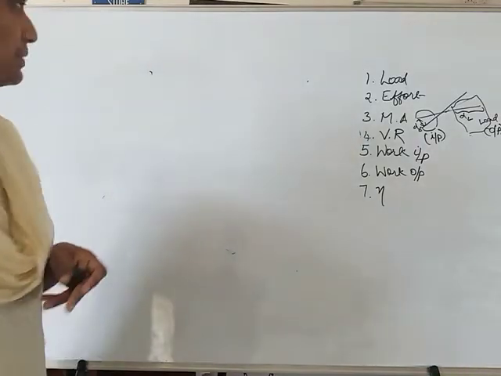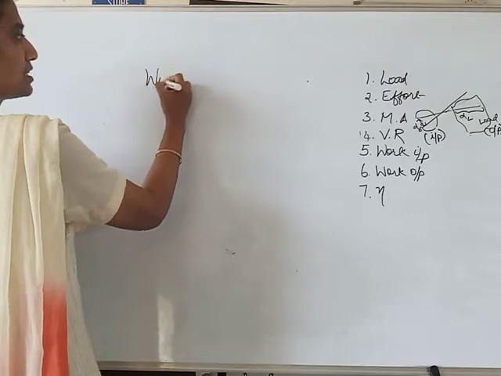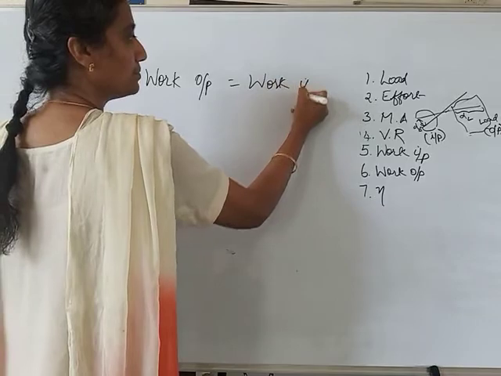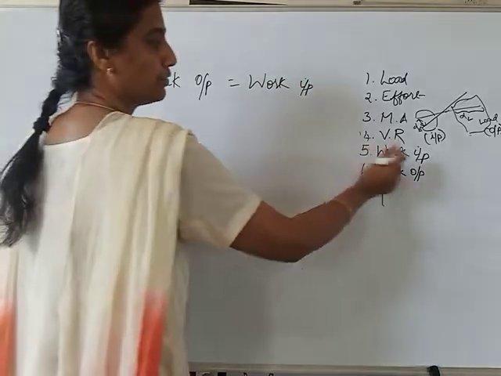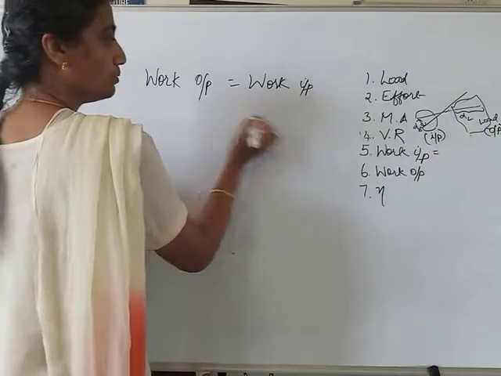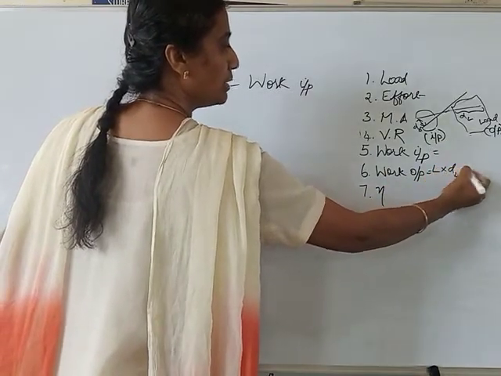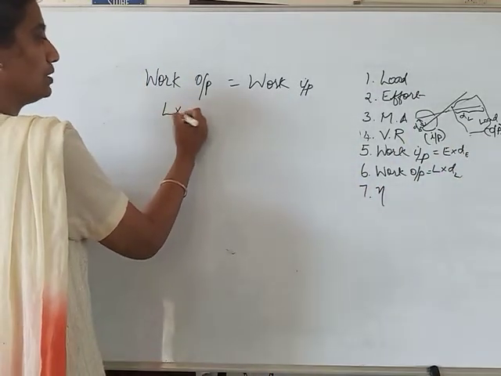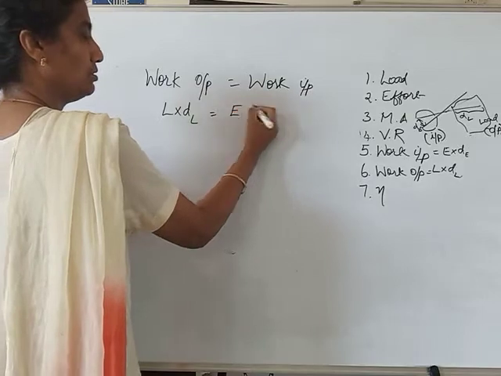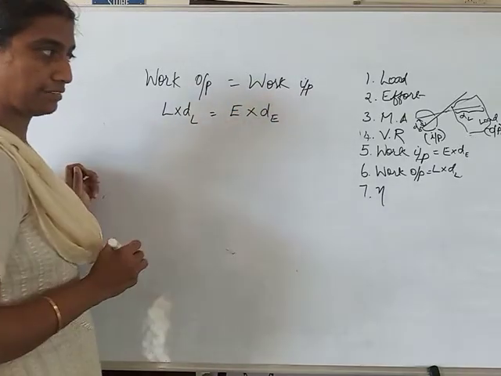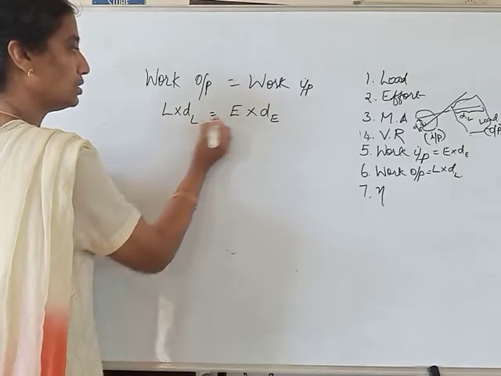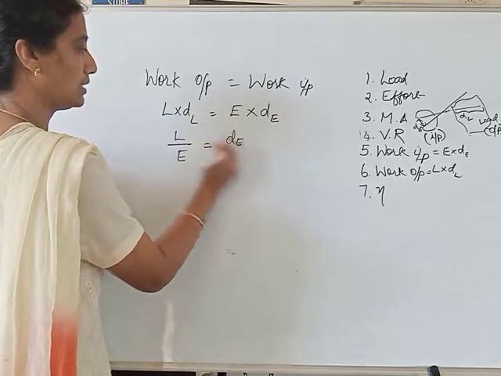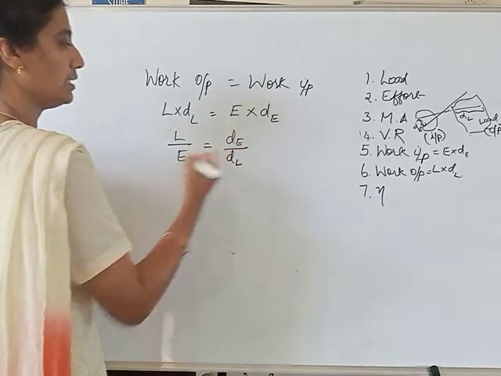So according to the principle of machine, that's where you have to start. Work output is equal to work input. Just before, we saw the definition: work output is load into distance traveled by load, and work input is effort into distance traveled by effort. So load into distance traveled by load is equal to effort into distance traveled by effort. Now you bring this E here, so load upon effort, and you take this DL down: DE upon DL.